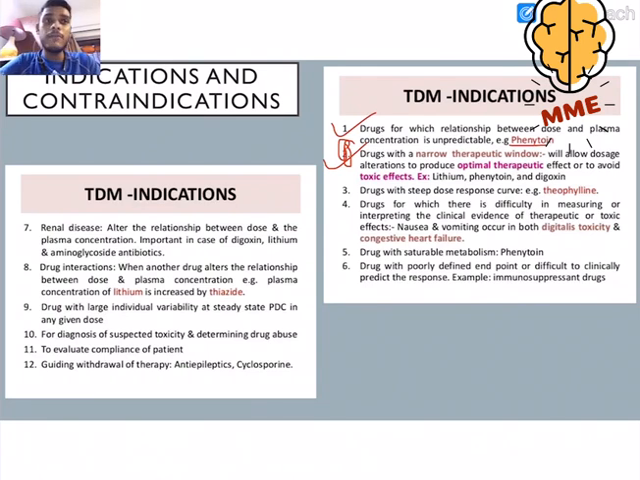Next, drugs with a steep dose response curve like theophylline, and drugs with saturable metabolism like phenytoin, again like I told you. And then there are also drug interactions, where we are administering another drug which can alter the metabolism of our first drug. In those cases as well, we must ensure therapeutic drug monitoring, and the other indications you can read through my PPT as well.